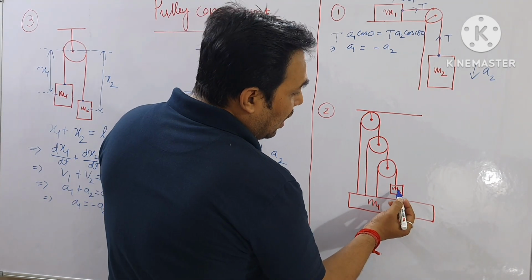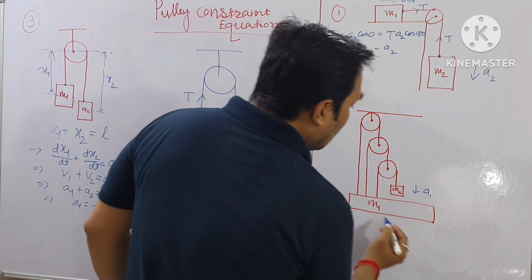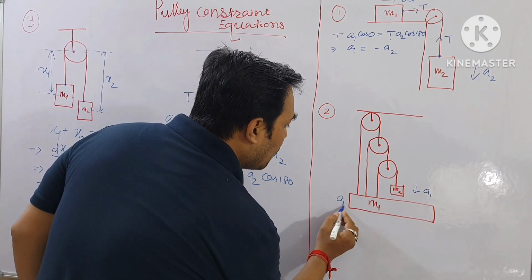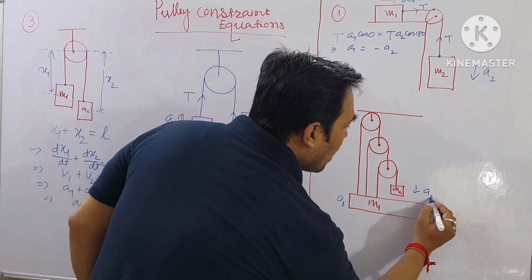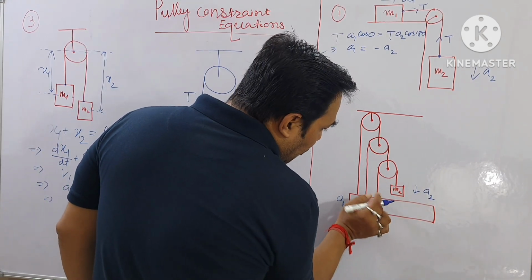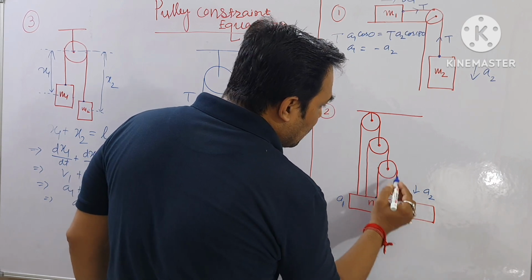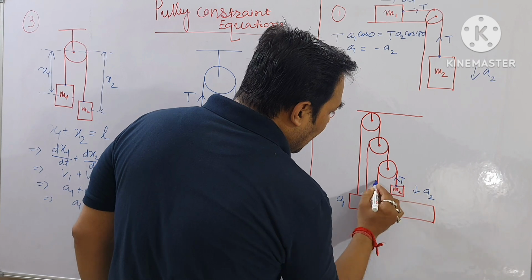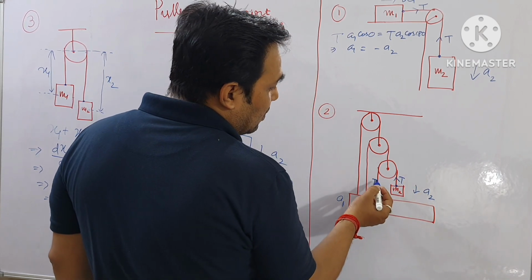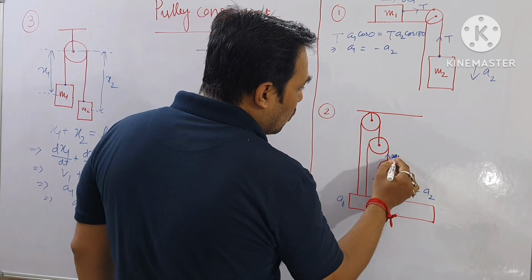Suppose M2 is moving in the downward direction. Suppose the acceleration is A1 for block M1 and A2 for block M2. Now say student, the tension in this case, from this point up to this point, is the same string. So let us consider the tension as T and T, away from the bodies. If this T and this T are here, then what will be the tension at this point? It will be twice T.